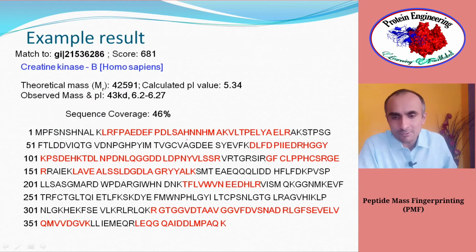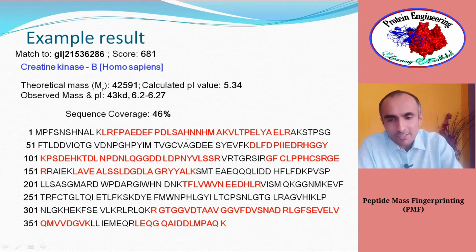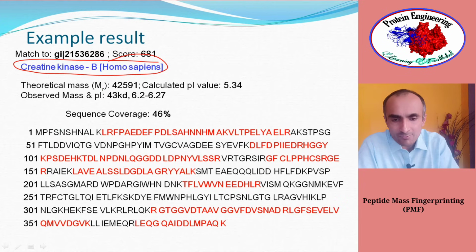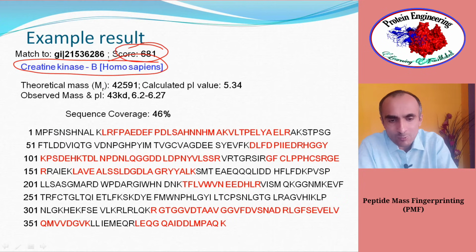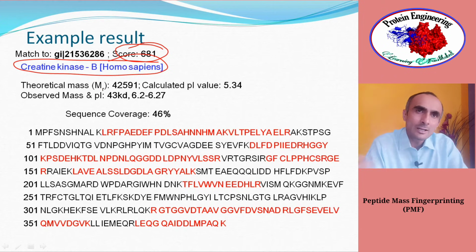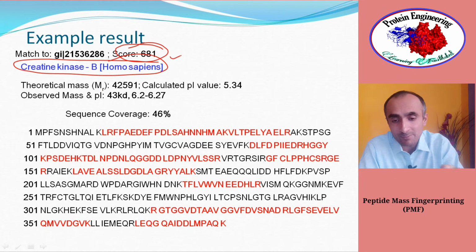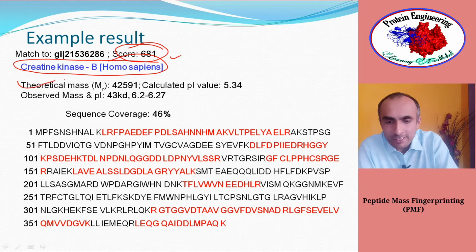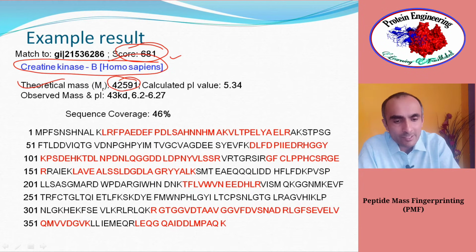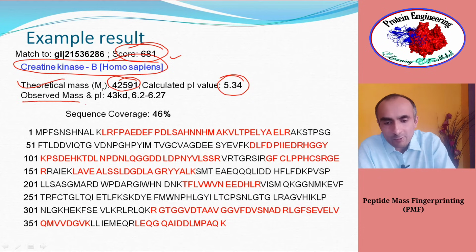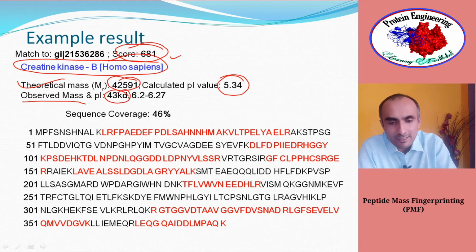When you see the result, for example in this one, the protein is giving a match of creatine kinase. And what additional information is available? The score is 681. This score is basically a cumulative number considering the sequence coverage and the matching. So that should be the maximum in order to have the best match. At the same time, the theoretical mass is given. Theoretical mass is the mass from the protein sequence, and theoretical pI is a calculated pI from the sequence. Similarly, you have observed mass, that's 43 kilodalton, and observed pI.